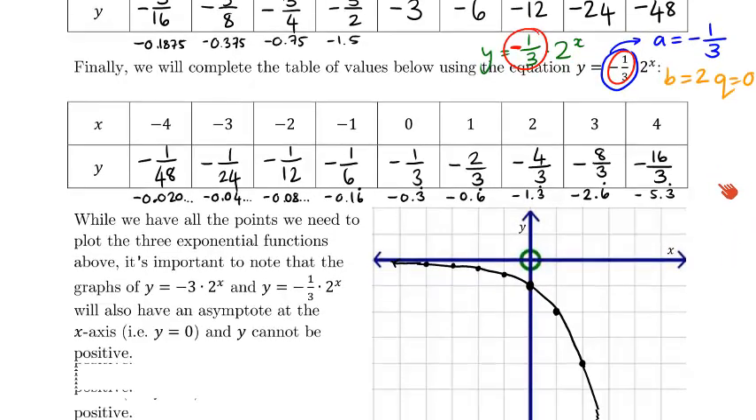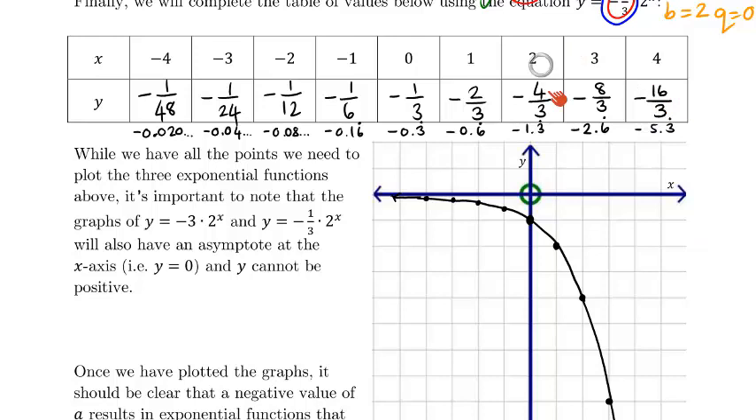Now, just before we plot our new functions onto this Cartesian plane over here, while we have all the points we need to plot the three exponential functions above, it's important to note that the graphs of y equals minus 3 times 2 to the x and y equals minus 1 over 3 times 2 to the x will also have an asymptote at the x-axis. In other words, at y equals 0, and y also cannot be positive, similar to y equals minus 2 to the x. Let me just show you that we'll have our false statements at y is equal to 0, guys.